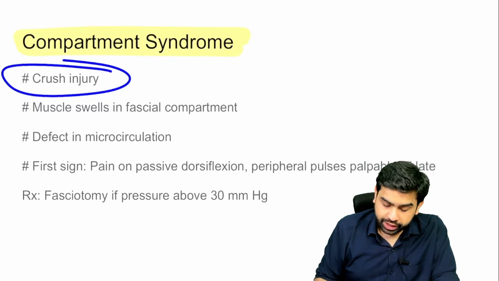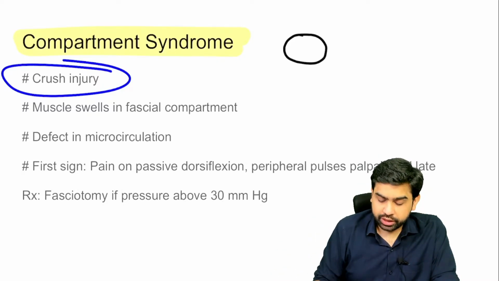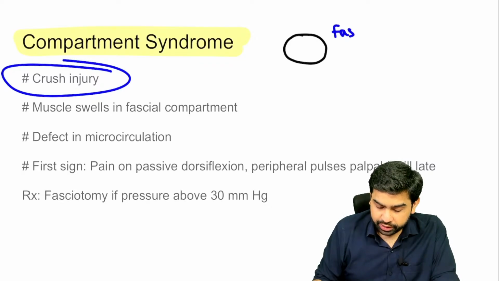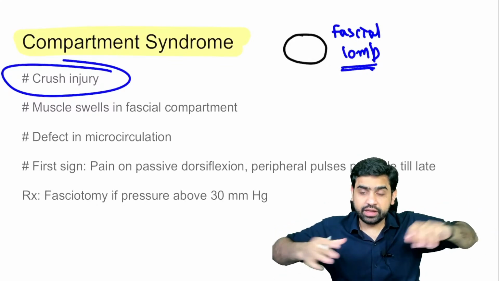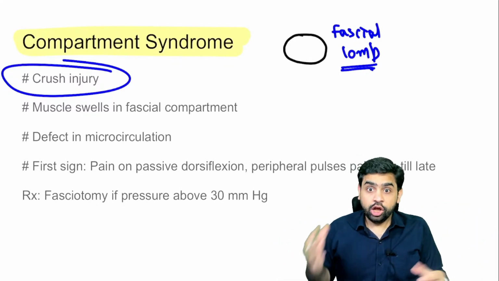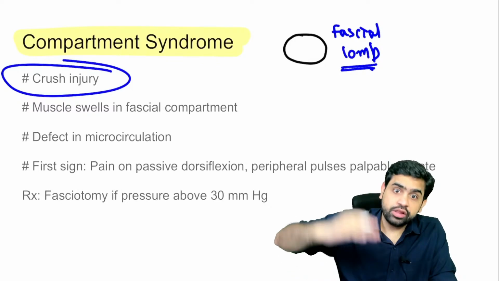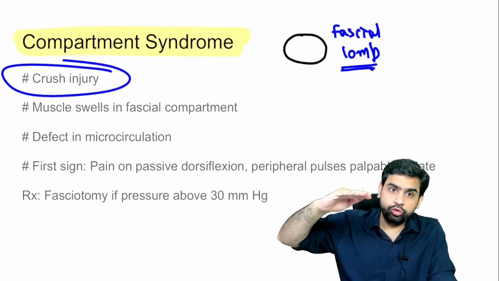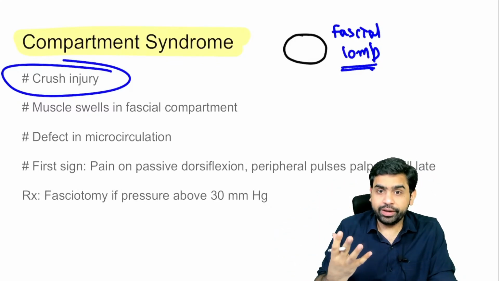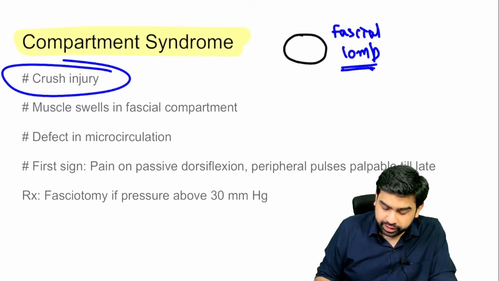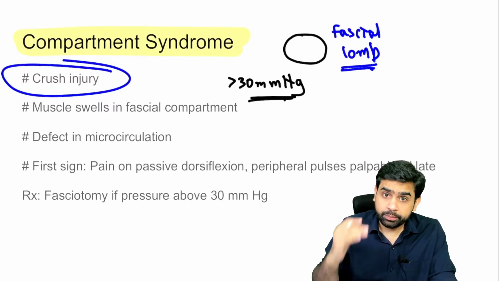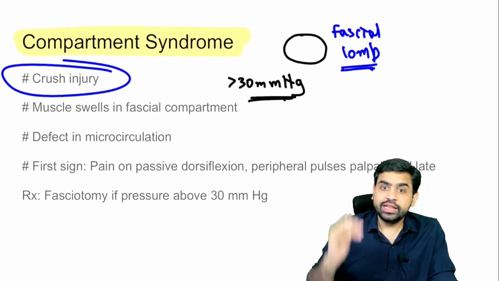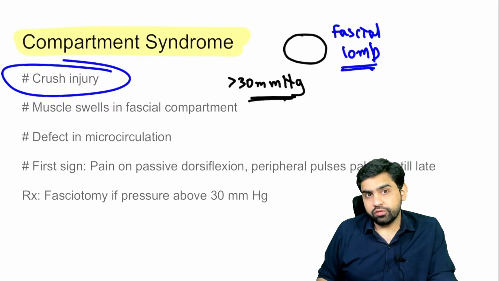Now what you need to understand is that surrounding the muscle there is a fascial compartment, and this fascia is not going to give way easily. Because of this, the pressure inside that compartment is going to rise up. How much is this pressure going to rise? If the pressure goes beyond 30 millimeters of mercury, then we say that the patient is suffering from compartment syndrome.